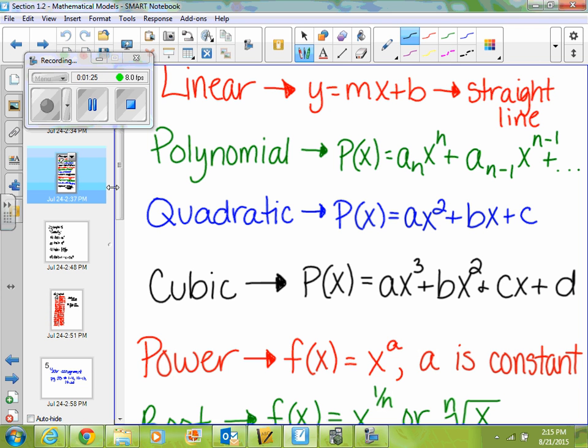A power function is any function with x to some number where that number is a constant, so like x squared is a power function.